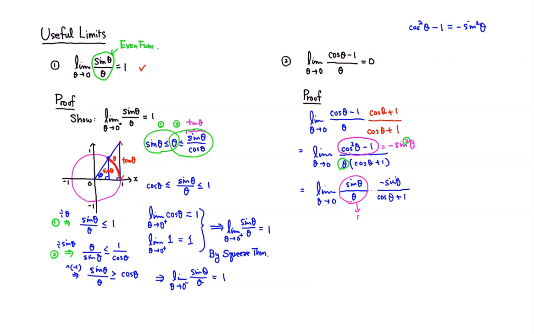For the second part here, sine of 0 is 0, so this goes to 0, and the cosine of 0 is 1, so this goes to 1. So it's going to be 0 over 2, which is a long way of saying 0, times 1. 0 times 1 is 0. So we know that the limit is equal to 0, which verifies this second limit.